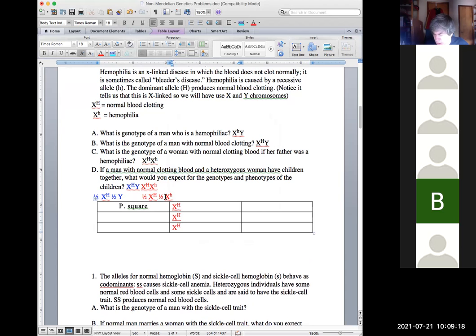So we're going to do the same thing we always do. We're going to take however many different eggs the female can make, write those down across the top, and then carry them down into each cell underneath. Then we're going to take the sperm that the male can make, and carry those across to each cell in the same row.